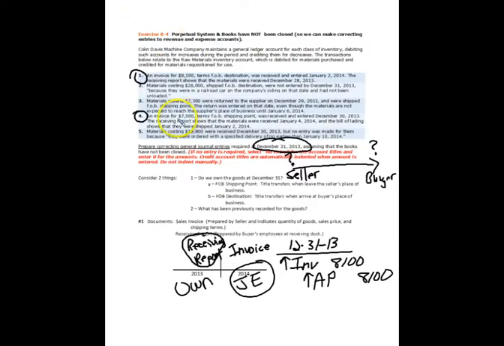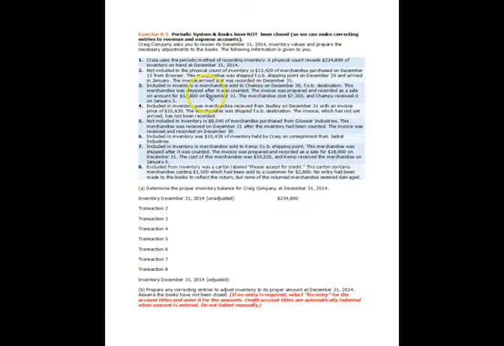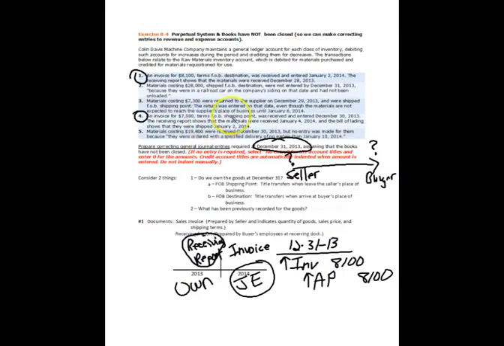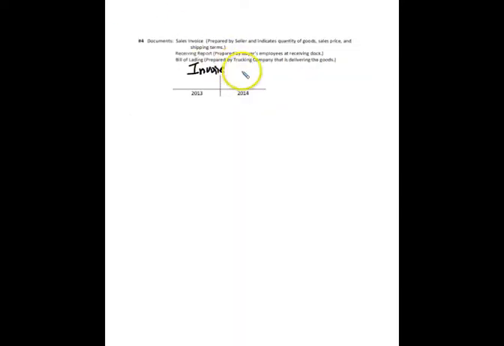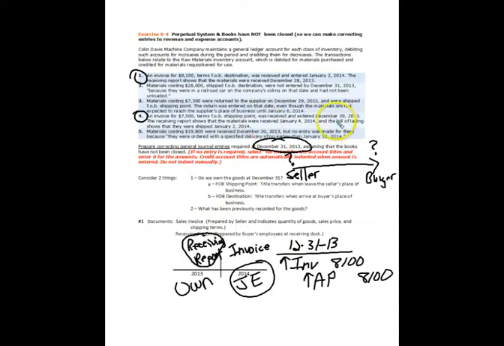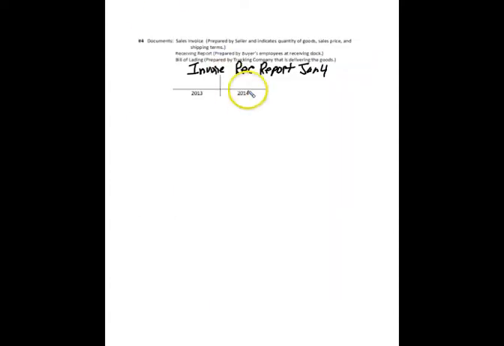Well, let's go and look at what do we have going on here. So let's back up. We have an invoice, and we received that December 31st. So we've got an invoice coming in 2013. Invoice, and then we have our receiving report for January 4. And this time we have another document called the bill of lading, and that's January 2.